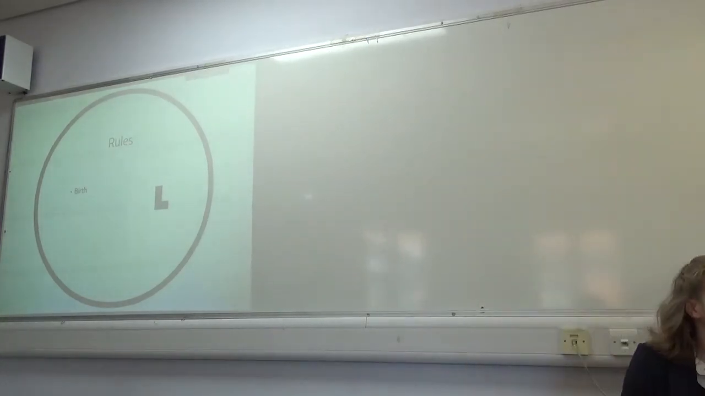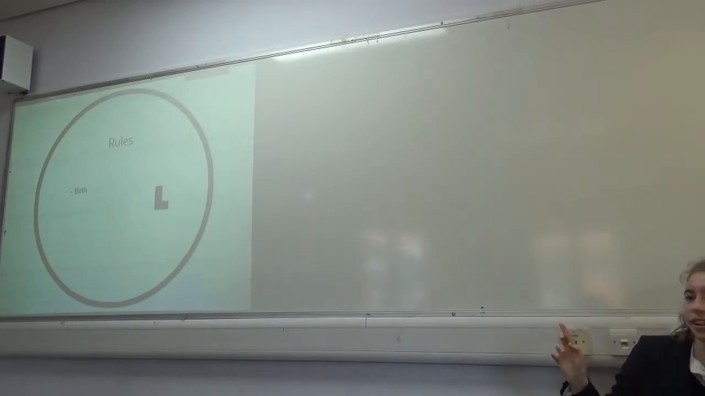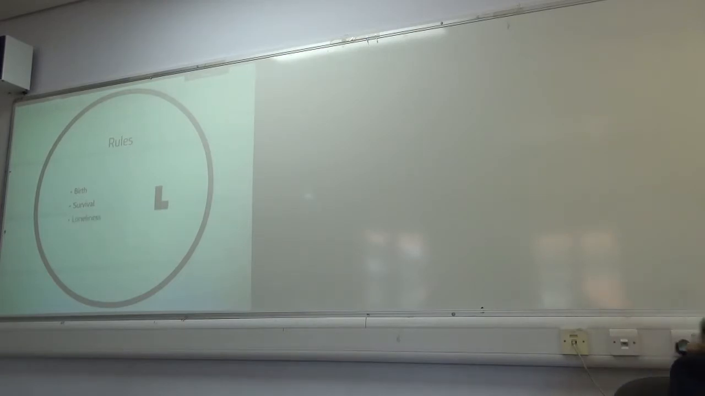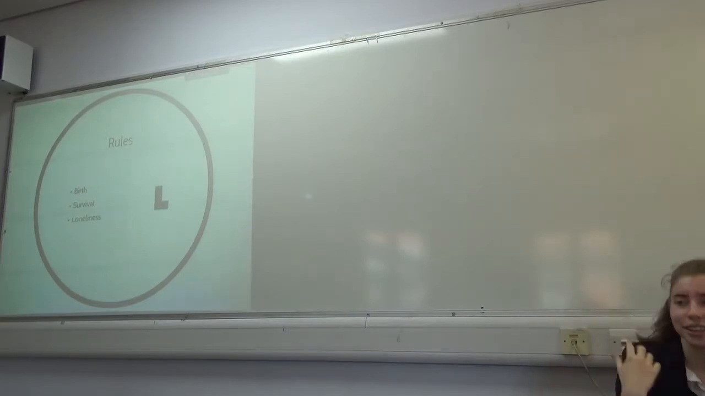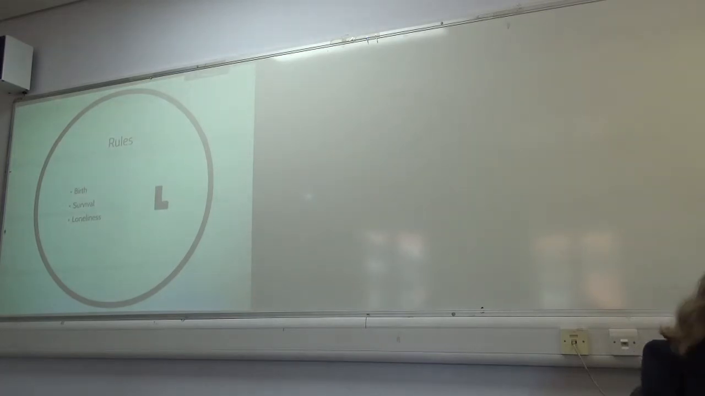And so the rules are, if any cell has exactly three black neighbours, then it gets born, which means that it turns black. And if a cell has 2 or 3 neighbours, then it stays black. But if it has less than 2, then it dies, so it goes back to white. And with overcrowding, if it has 4 or more neighbours, then it also dies and goes back to white.